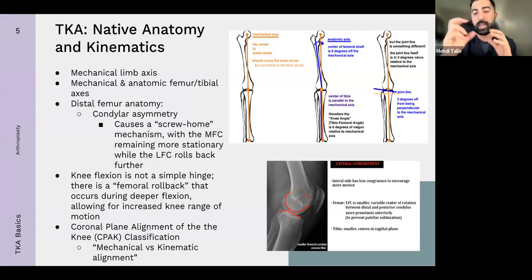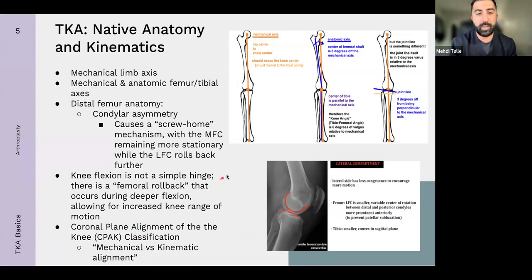So what happens is as the knee begins to bend, you have a bit of a screw home mechanism where there's a rotational aspect at the joint as well. Furthermore, as you bend back, it's not a true hinge all the way through. As you get into deeper flexion, instead of just rotating in one fixed point, the femur actually starts to translate posteriorly, and that allows the femoral condyles to clear the tibia and allow for more anatomic knee flexion.